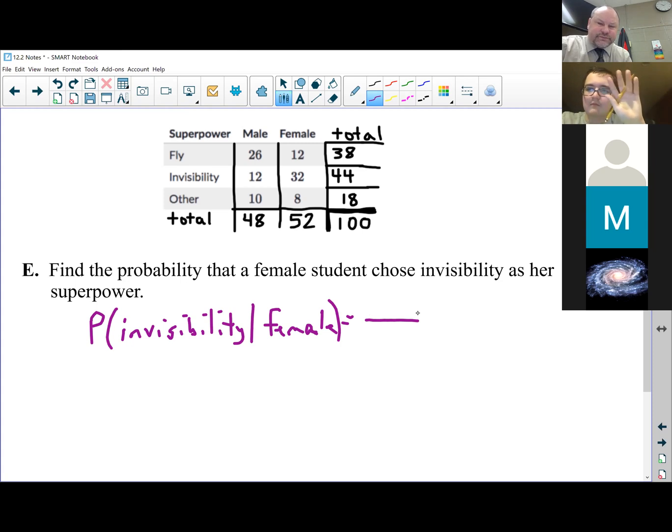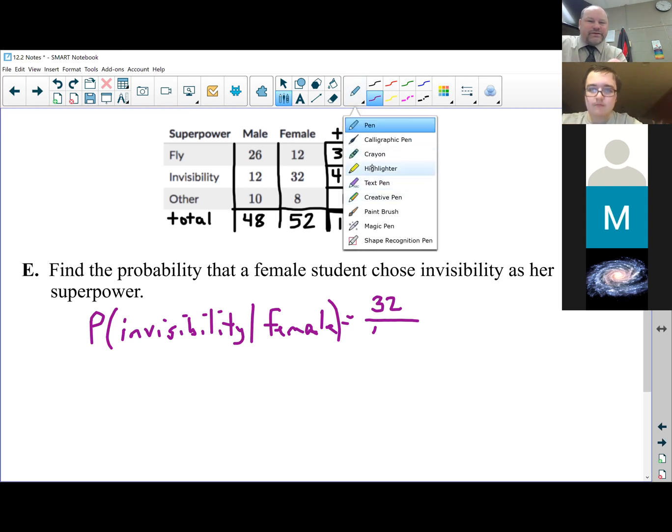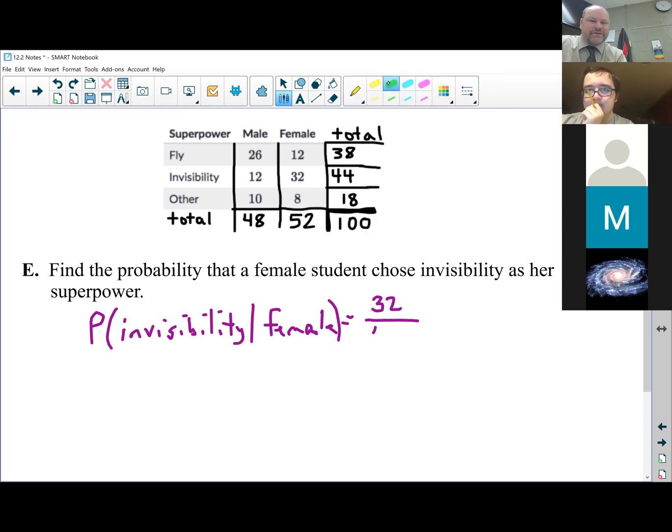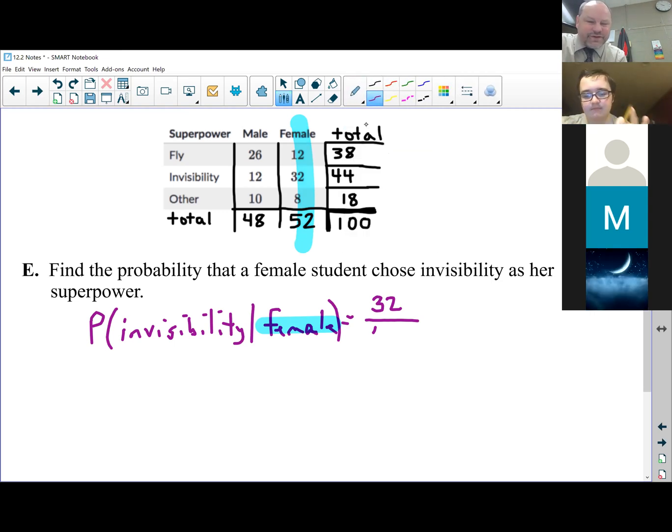Yep, Shane, what did you get? 12 over 44. Not 12, 32 over. Okay, there you go. Oh, sorry, 32 is right. 44 is not right. Let's take a look. Now we're talking just the females. 52. Yeah, so 52 goes in the denominator.